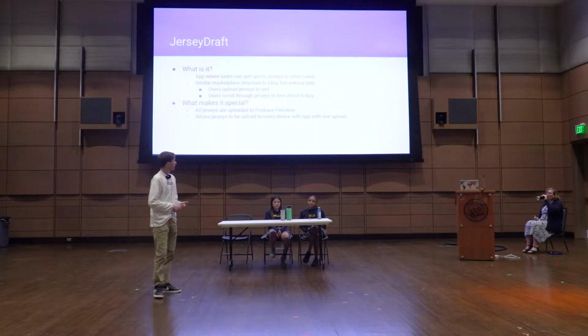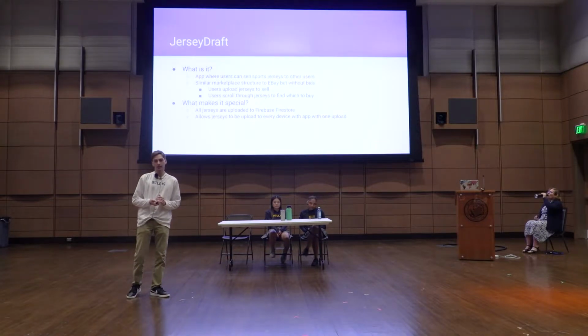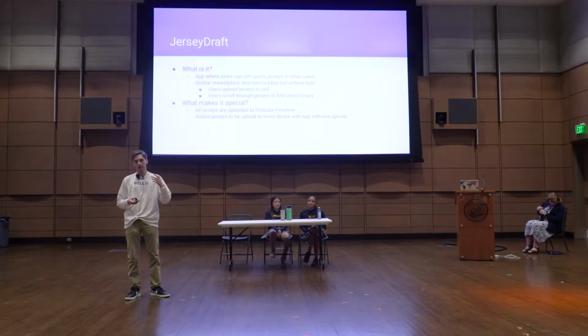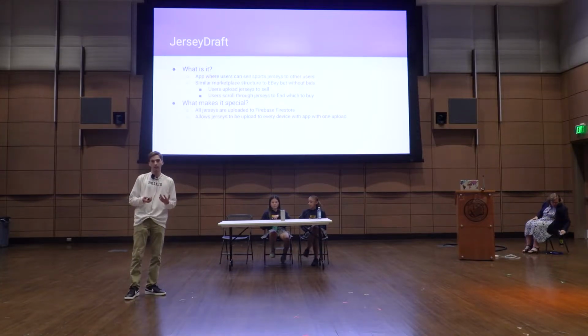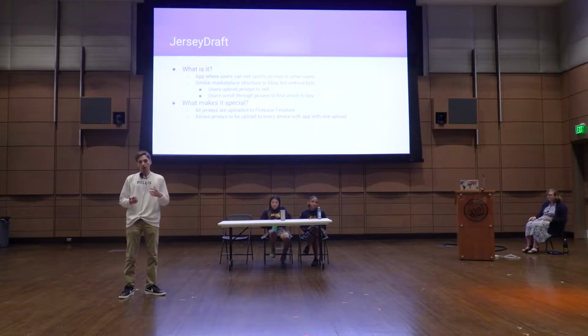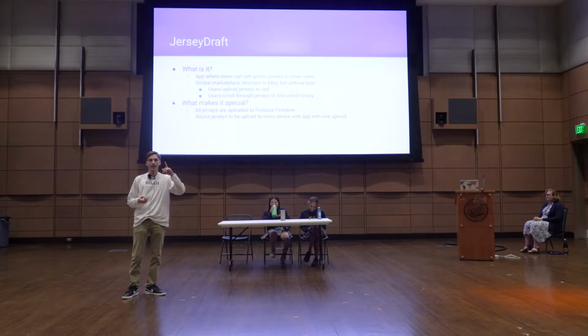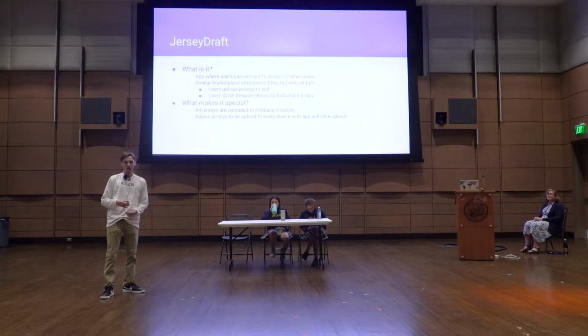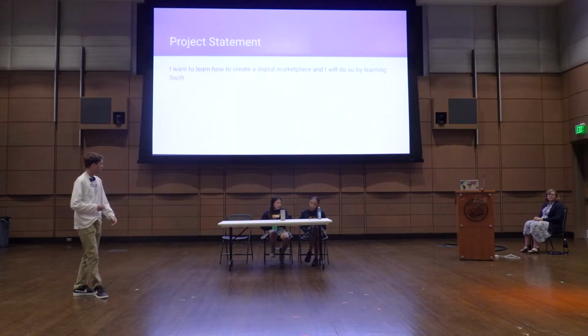Hello, my name is Alec Luterman, and I'm going to be presenting my project, JerseyDraft, which is designing a digital marketplace. So what is it? I designed an app where users can upload sports jerseys to sell, and other users can find sports jerseys that they want to buy on the app. But what makes it special? If a user uploads a jersey onto the app, that jersey will be seen on every single device on it as it is uploaded to the cloud using Firebase.